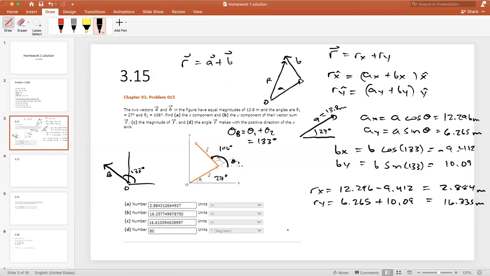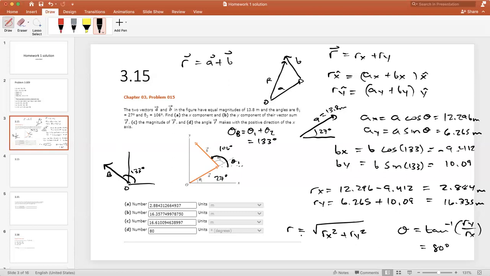So to find the magnitude, all you have to do is find the square root of Rx squared plus Ry squared. To find the angle of any triangle, tan of the angle is y over x. So arctan of Ry over Rx will give us the angle. If you put these numbers in, you'll find that you get 80 degrees. And if you put these numbers in, you get 16.6 or whatever. So that's not too tough.